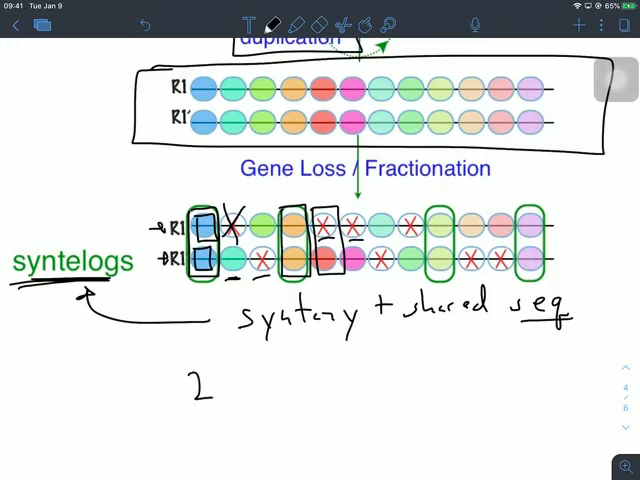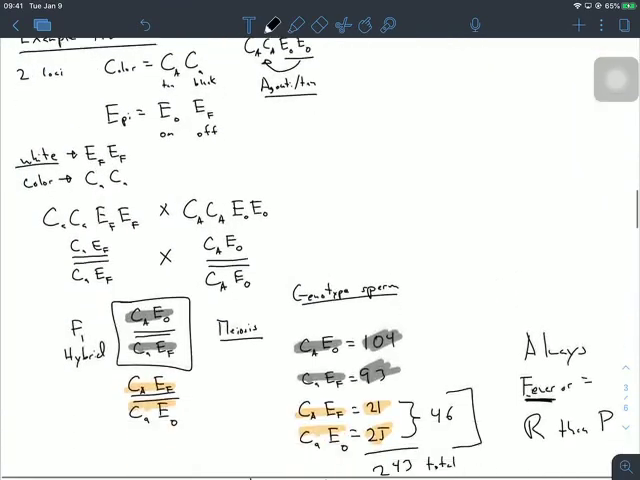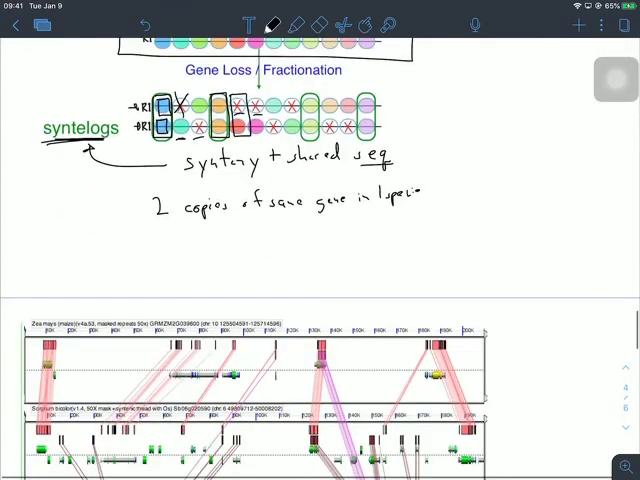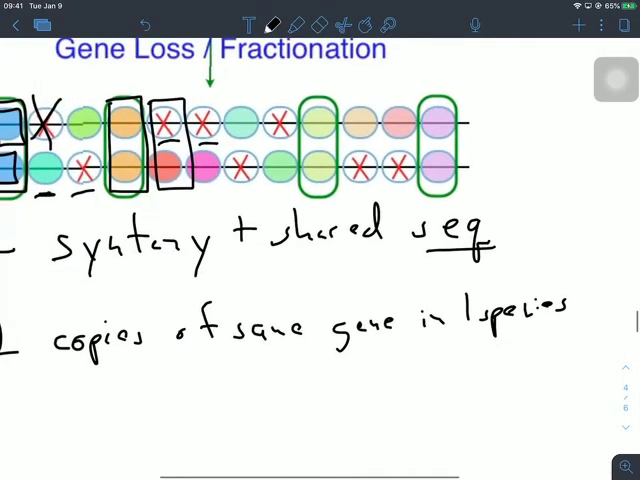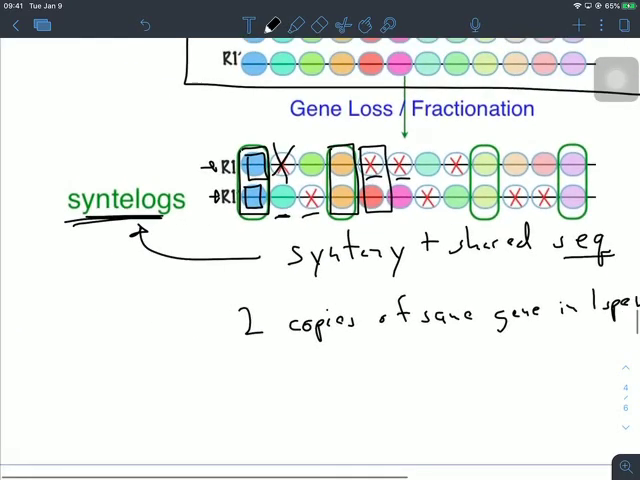So two copies of the same gene in one species, because they are evolving in parallel to one another in the same species, are called paralogs.